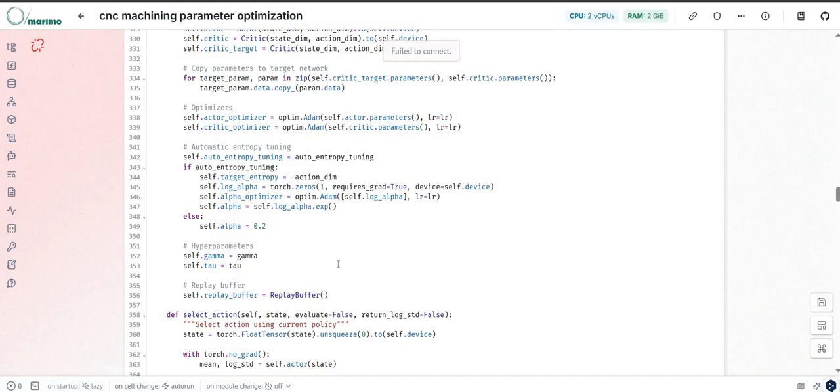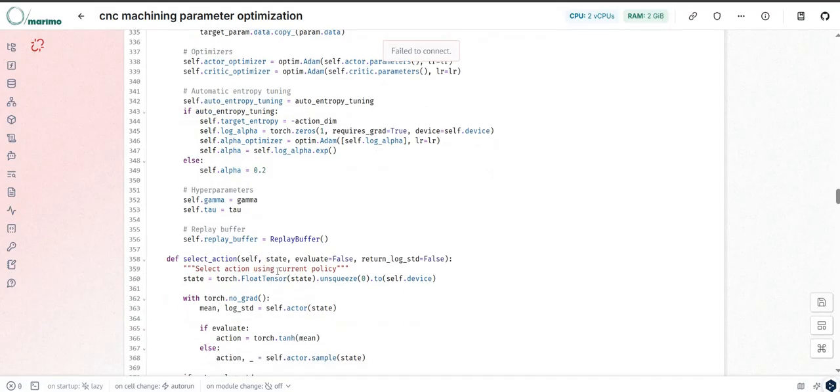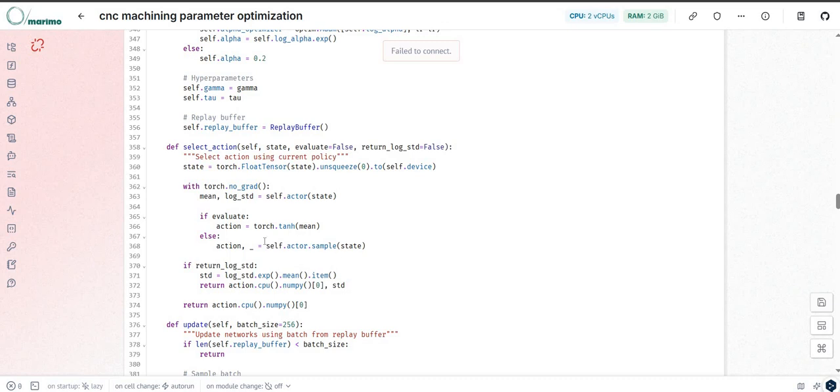Then we come to the select action function. Given a state, we pass it through the actor network. If we are in evaluation mode, we simply take the tanh of the mean. Otherwise, we sample stochastically from the policy distribution. If requested, we can also return the log standard deviation as a measure of uncertainty. The action is finally returned as a NumPy array. So what we have seen here is the backbone of the soft actor critic algorithm.